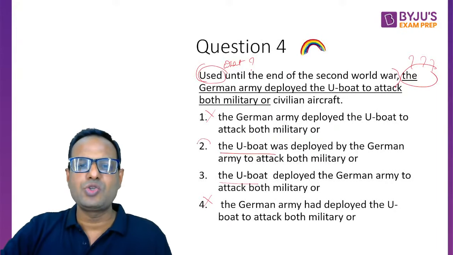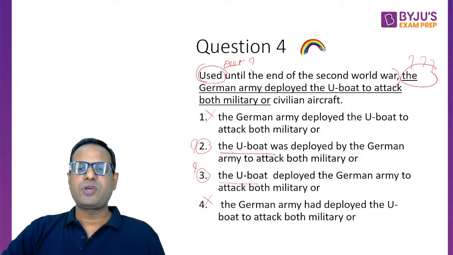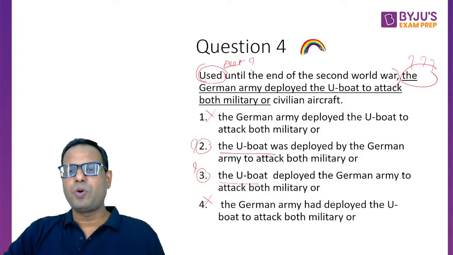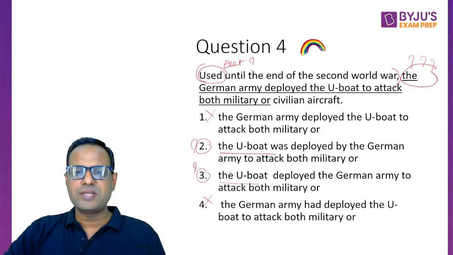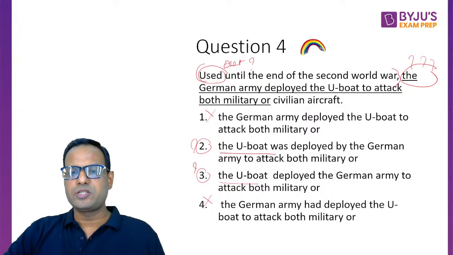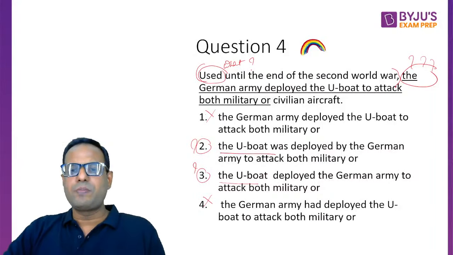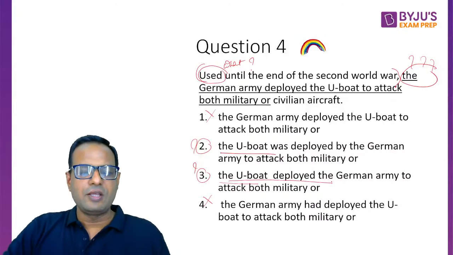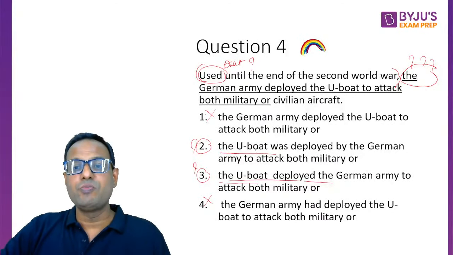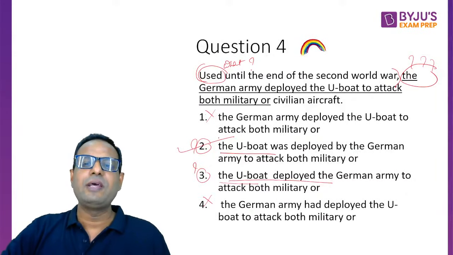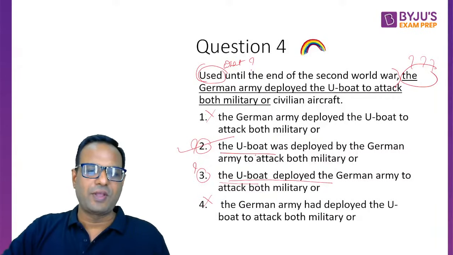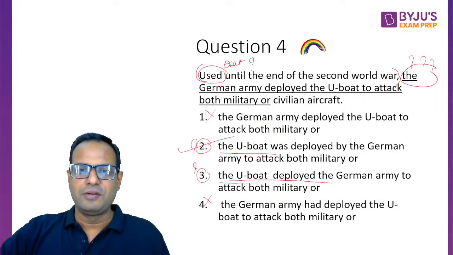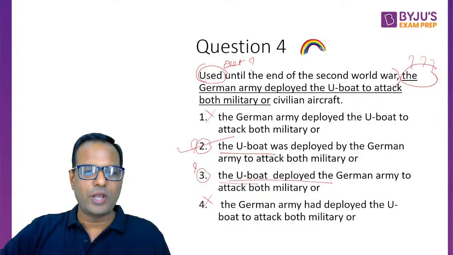So it's either 2 or 3. Look at the sentence construction. The U-boat was deployed by the German army. The third one says the U-boat deployed the German army. How can a U-boat deploy a German army? It is wrong construction. The better answer should have been the U-boat was deployed by the German army. So 2 should have been the answer. Easy one. Can we look at one more?